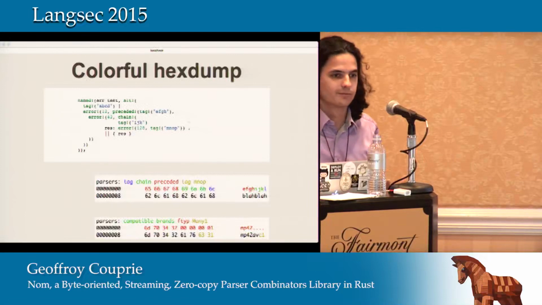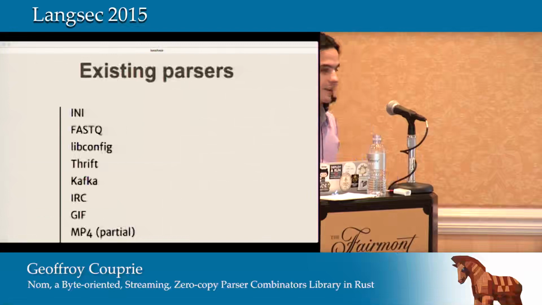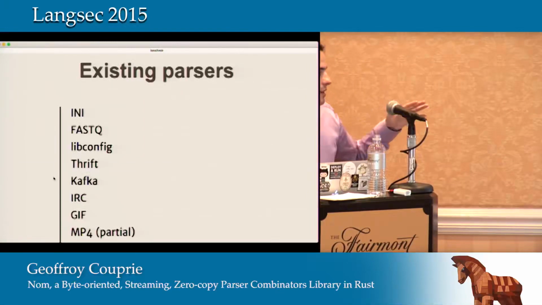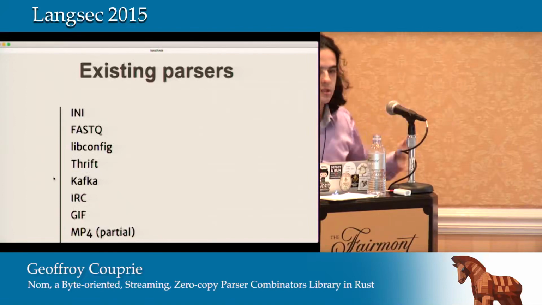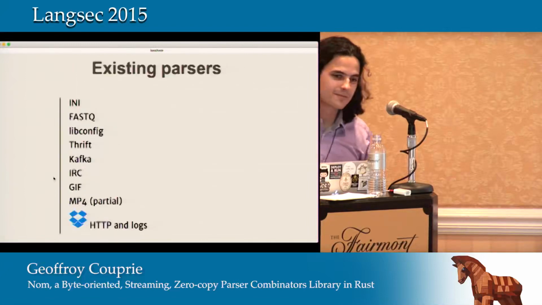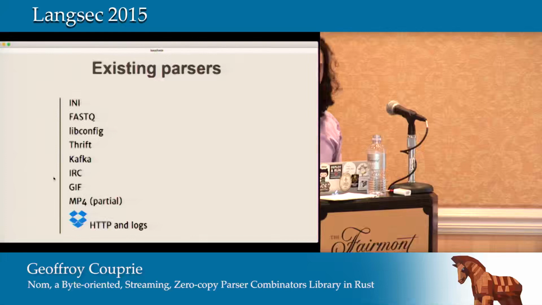So is it usable enough? Well, I'd say yes, because people are using it. So basically, the INI, GIF, and MP4 parsers were mine, because I had to try it. But some guy did FastQ, which is a text format for encoding genetic data, libconfig, Thrift and Kafka for messaging formats, some IRC one, and also a small company that you may know has used it for some time. So some guy contacted me a few months ago: Hey, we do streaming HTTP parsing with it, and it's quite fast.